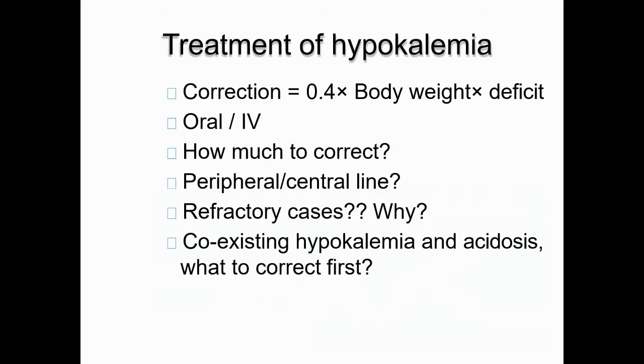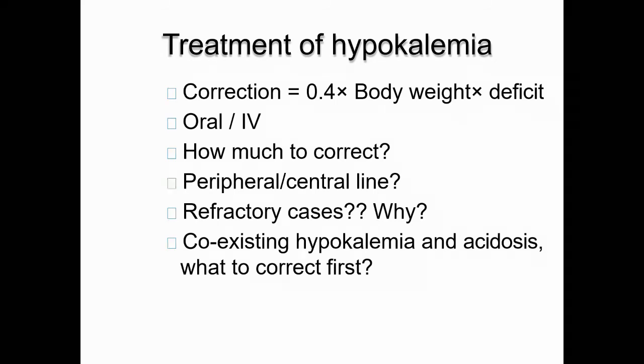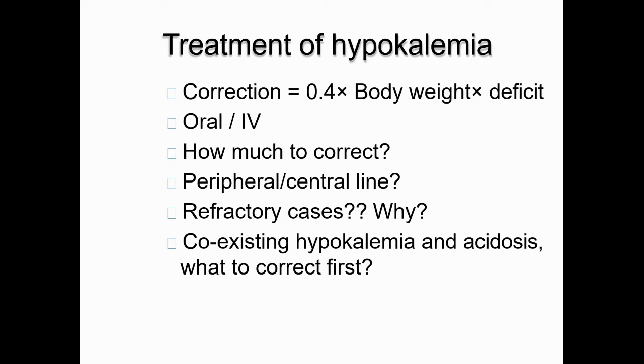So what is the treatment for hyperkalemia and hypokalemia? First, we will finish with hypokalemia. Based on the body weight, they give potassium, using the formula 0.4 times body weight times deficit. Okay, so this is the thing. Then they will check whether the person has hypokalemia or acidosis, and so on.